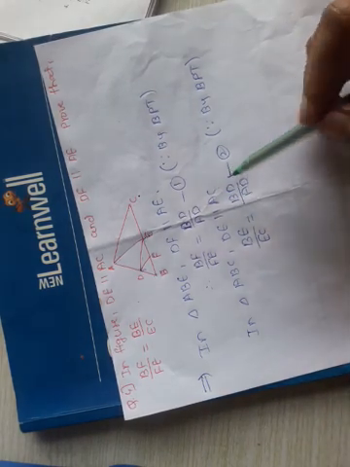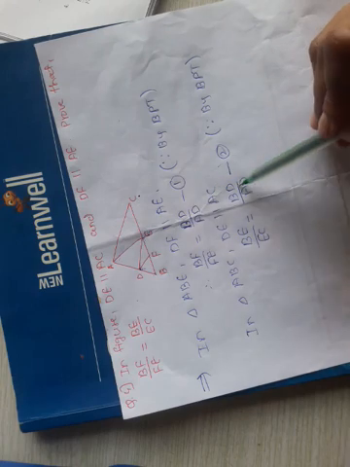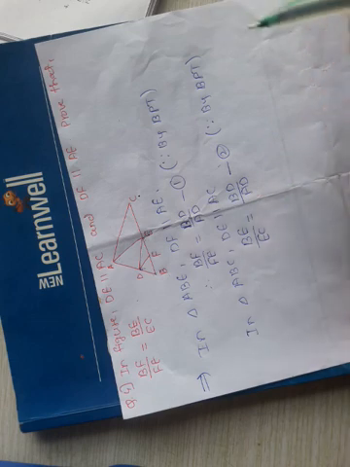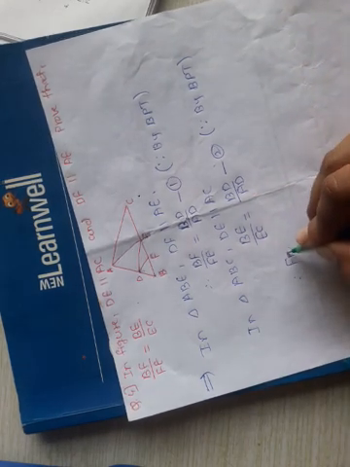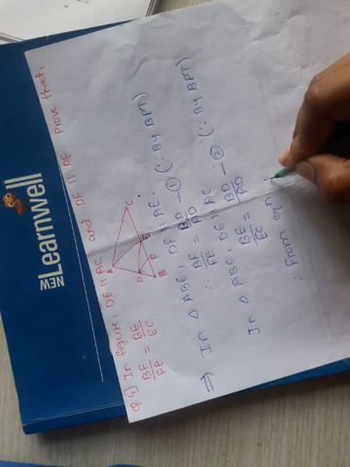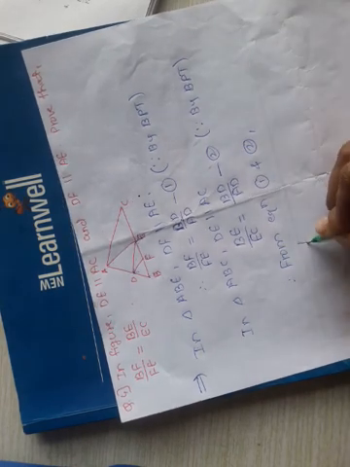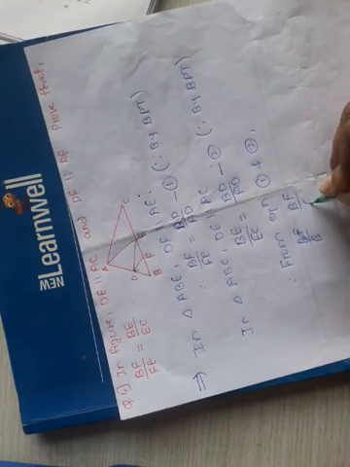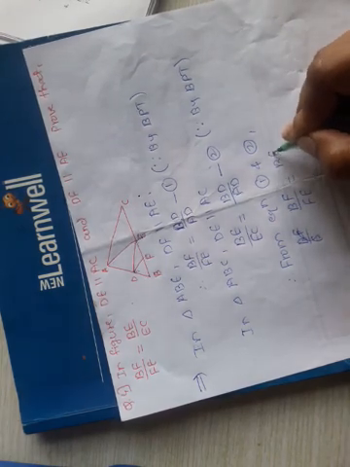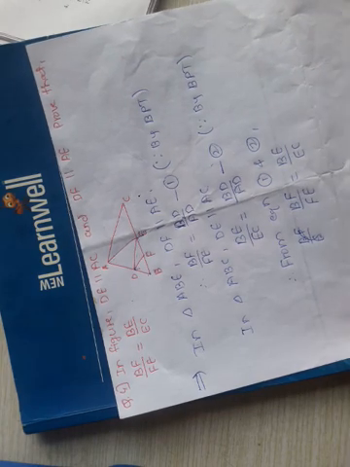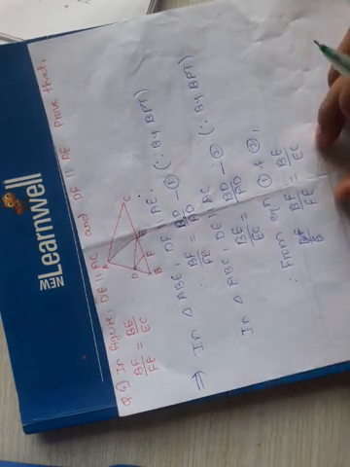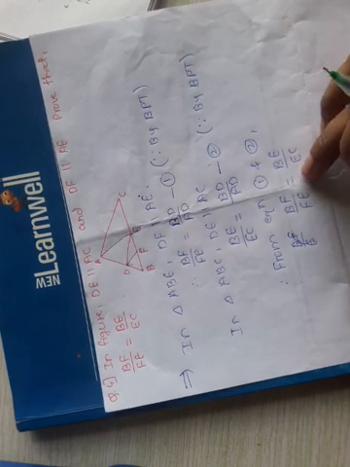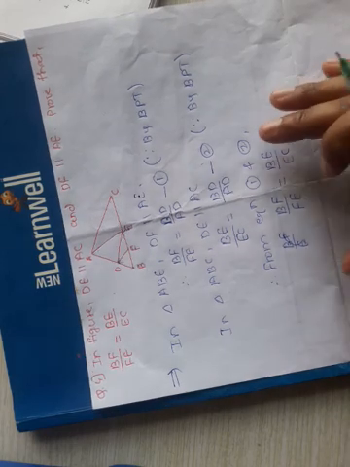So we have used BPT here and we get equations 1 and 2. Now observe equations 1 and 2. The RHS are equal here, so we can say that the LHS must be equal. So from equations 1 and 2, what we get is BF upon FE is equal to BE upon EC, and this is what we have to prove here. So this is our question number 4.